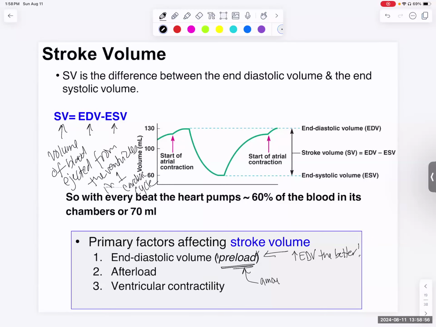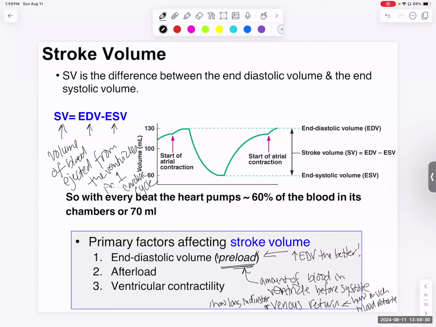Preload is the amount of blood in a ventricle before systole. And that is due to venous return, how much blood is returning, and how long in diastole. Right? So the longer you're resting, the longer you have time to fill, the bigger the end diastolic volume or preload. So that's good. Yay, preload is good.